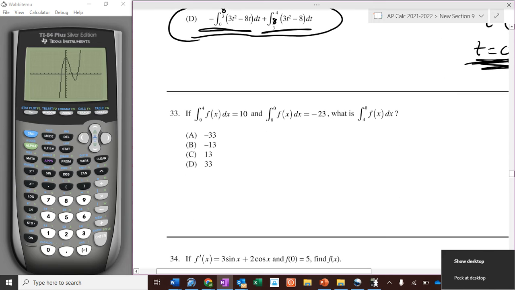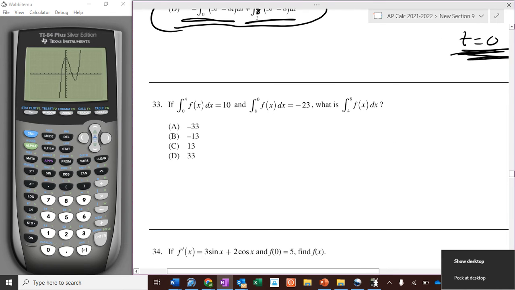Okay? All right, this one. The most important thing to look at in this one is there's an 8 there. It's backwards. So really, this one's the integral from 0 to 8 of f of x dx of a positive 23. So from 0 to 8, it's 23. From 0 to 4, it's 10. What's left from 4 to 8? 13. Very good, Mr. Ricky.